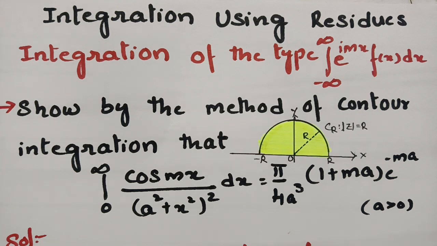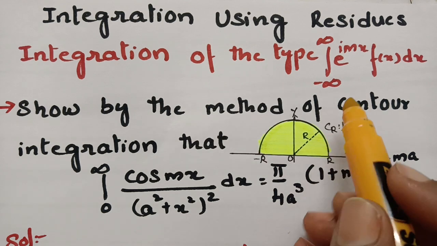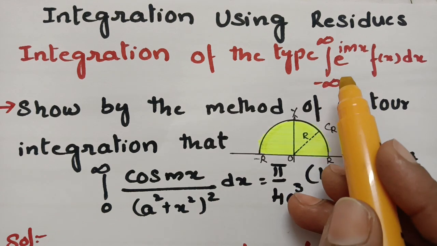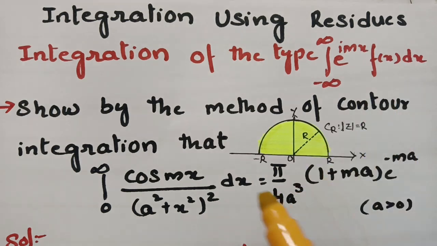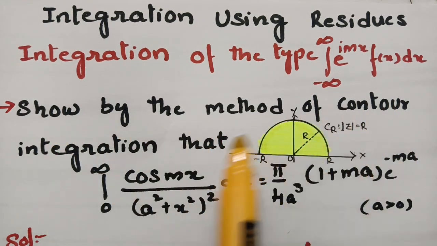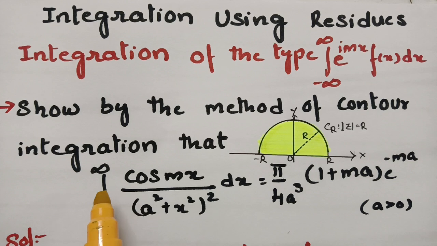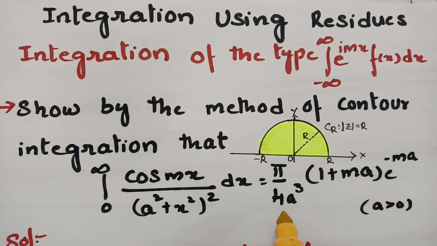Listen, ladies and gentlemen, today's topic is integration using residues. This is the integration of the type integral from minus infinity to plus infinity of e power imx f of x dx. In this video I am going to show by the method of contour integration that integral 0 to infinity cos mx by (a square plus x square) whole square dx is equal to pi by 4a cube into (1 plus ma) into e power minus ma, where a is a positive term.